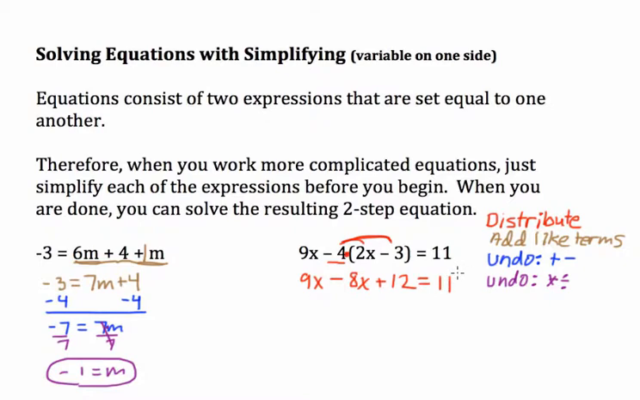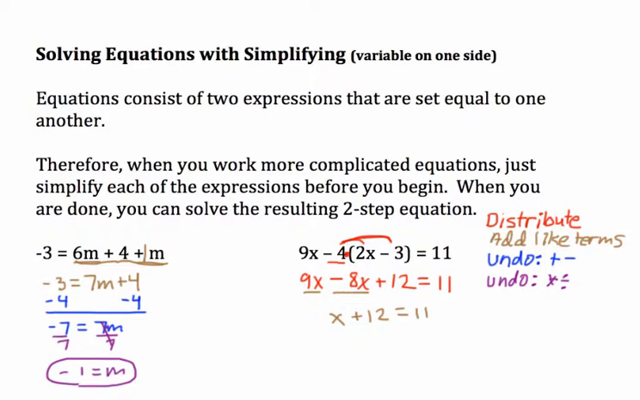So now I need to add like terms. Remember, I'm only dealing with one side of the equal sign. I'm dealing with this expression right here. So I've got 9x and -8x. Those add up to be 1x, or x. And then the 12 is by itself. I'm simplifying here. Notice I don't add the 12 and the 11 because they're not part of the same expression. They're on opposite sides of that equal sign.